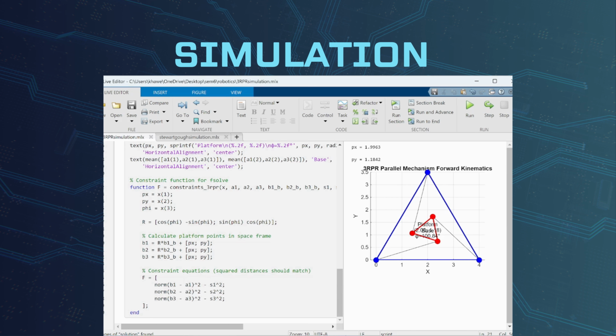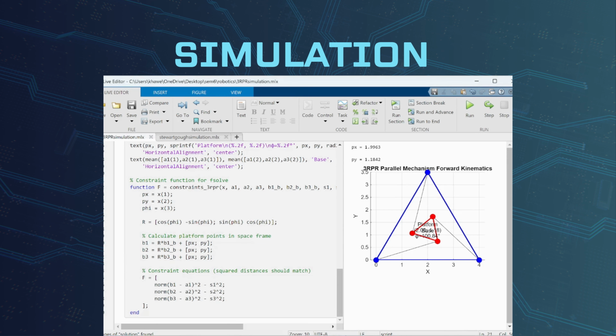Over here in the inputs, the x is our current guess and a starting point basically for the position and orientation. A1, 2, 3 are the base joint positions, B1, 2, 3 are the platform joint positions in the body frame, and S1, 2, 3 are the leg lengths, just how we defined them earlier. R is the rotation matrix R_SB, and these basically implement the closed loop equation we made, which is d_i is p plus b_i minus a_i. These constraint equations basically implement our equation s_i squared is d_ix squared plus d_iy squared.